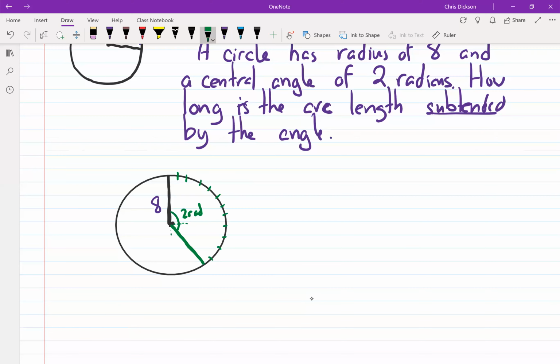Well, we know that the arc length is equal to theta r, okay? As long as theta is in radians. So since theta is 2 radians, that really means it's 2 radiuses, or 2 radii. So 2 times 8 then, okay? So that would be 16.